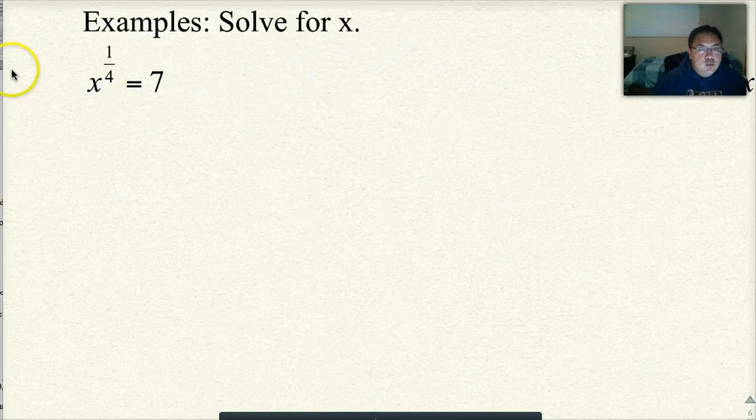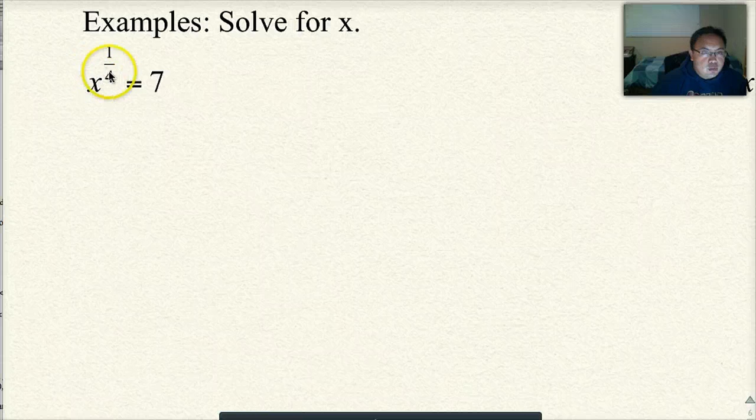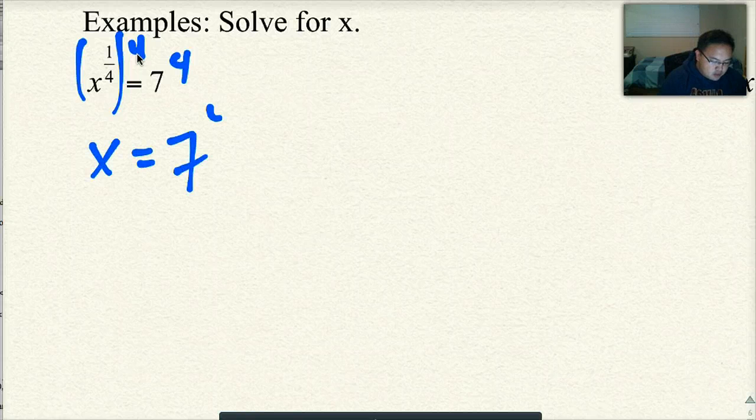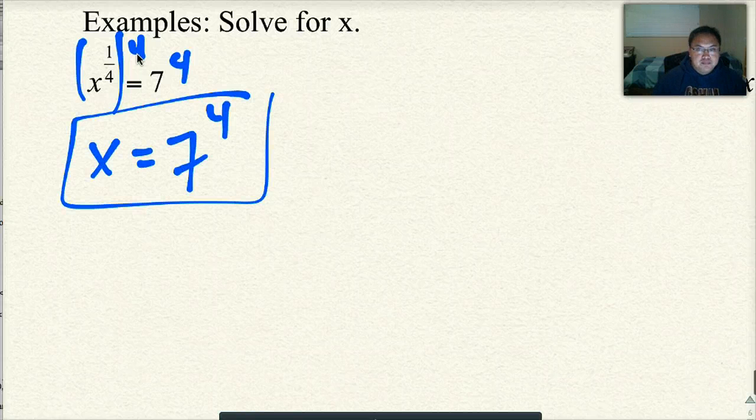So this one, it says to the 1/4. The reciprocal of 1/4 is 4 over 1. Okay? So what I'm going to do is I'm going to raise both sides to the 4th power. You know that 1/4 times 4 is 1, so this becomes x, and your answer, you don't have to solve it out, is 7 to the 4th power.